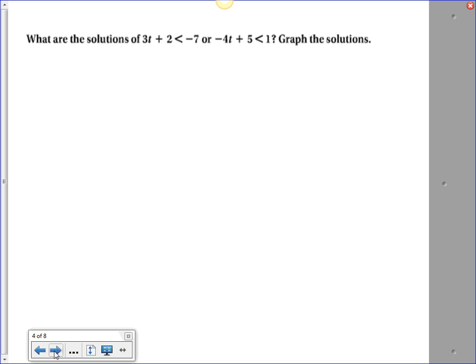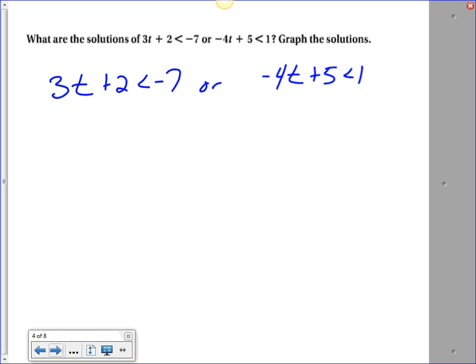Next thing, what are the solutions of the inequality 3t + 2 < -7 or -4t + 5 < 1? So if we take a look at the first piece, these are actually easier to solve than the AND statement, because really we're just solving two inequalities, just the way we have been all chapter.